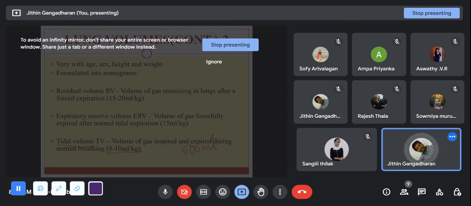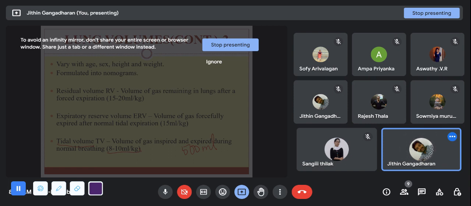It's just the opposite of ERV. What was ERV? Forceful expiration after normal expiration. What is IRV? It is forceful inspiration after normal inspiration. When you have normally inspired, how much air can you forcefully inhale after that? That is the IRV, inspiratory reserve volume. That is 3000 ml.